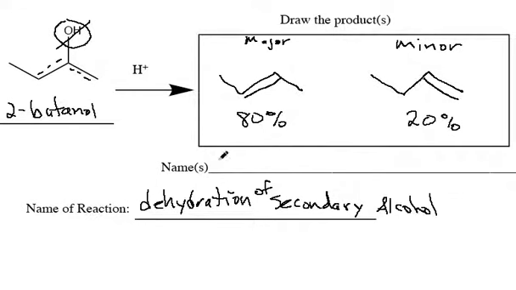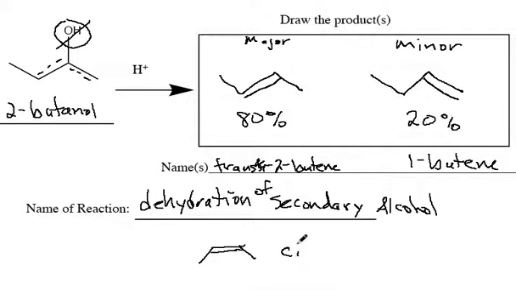So this is called trans-2-butene, and this is called 1-butene. However you draw this is how you need to name it. So if you draw it as cis-2-butene, which would be like this, you would name it cis-2-butene.